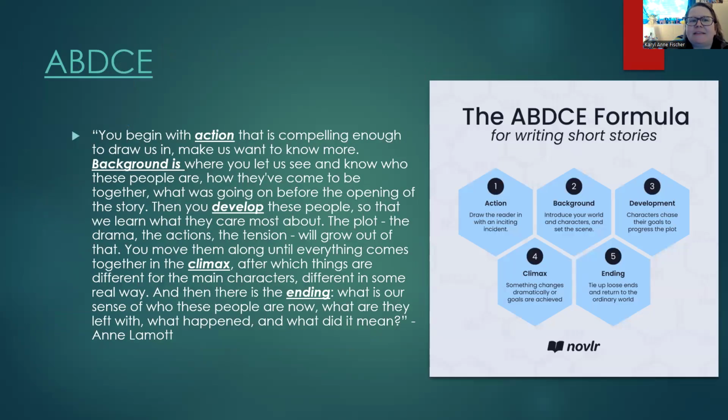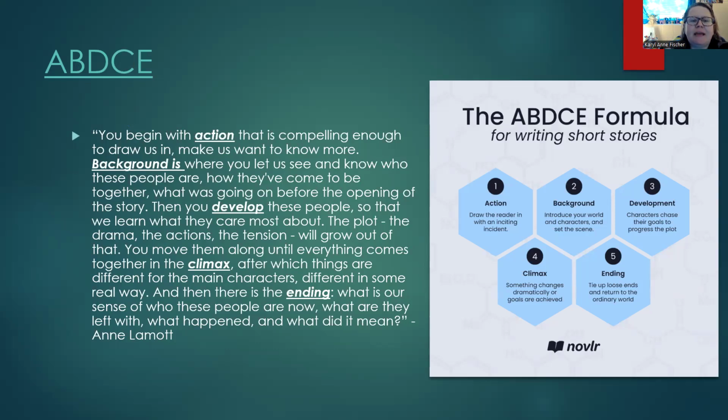And then we have the ABDCE structure. This comes from Anne Lamott, who's one of my favorite writers. If you haven't read Bird by Bird, I highly recommend it. Most of you have probably read Shitty First Drafts. I'm going to add that into our folder this week as well.